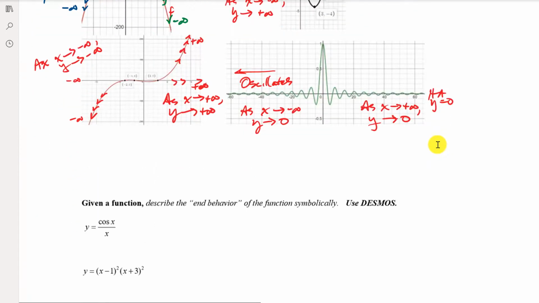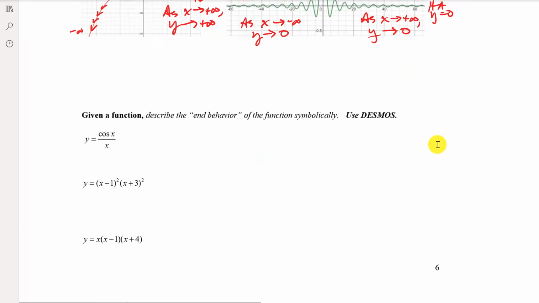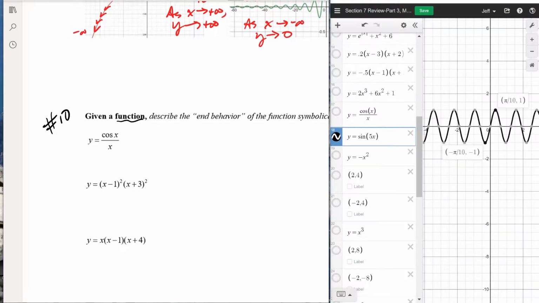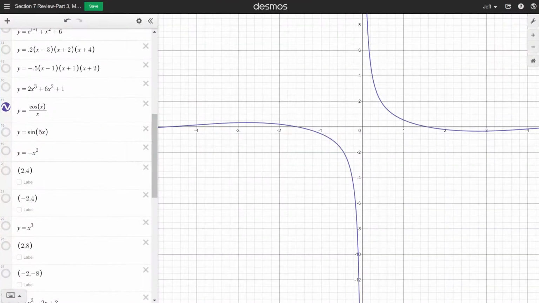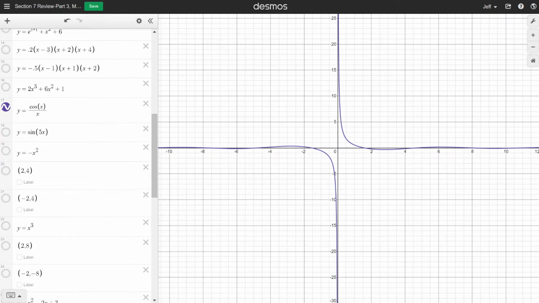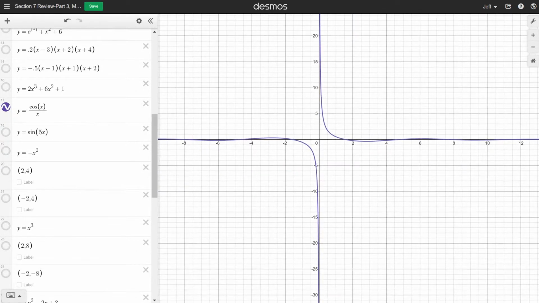All right, now let's take a look at functions. This is number 10. So given a function, instead of a graph, describe the end behavior. Okay, and use Desmos. So let's screen it here, and let's use Desmos. Let's take a look at the cosine over x function, which happens to be right here. Notice that it oscillates. Let me grab a point on the graph here. It goes below, above, below, above.